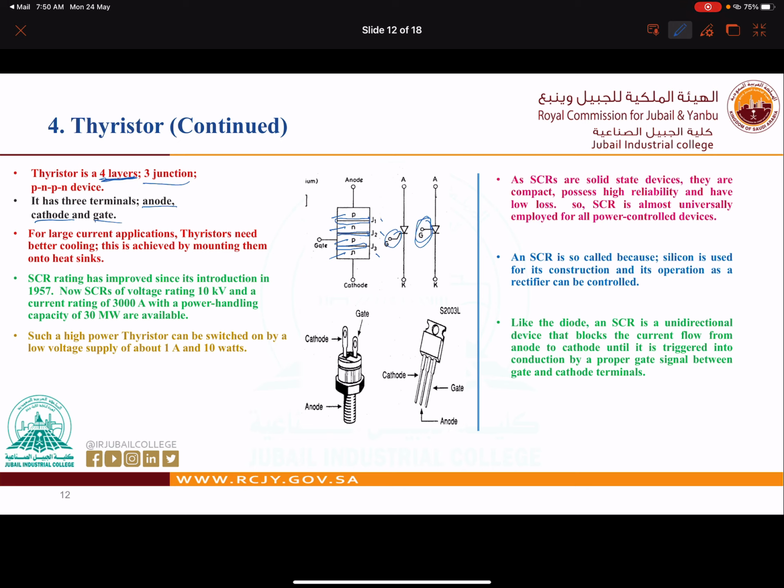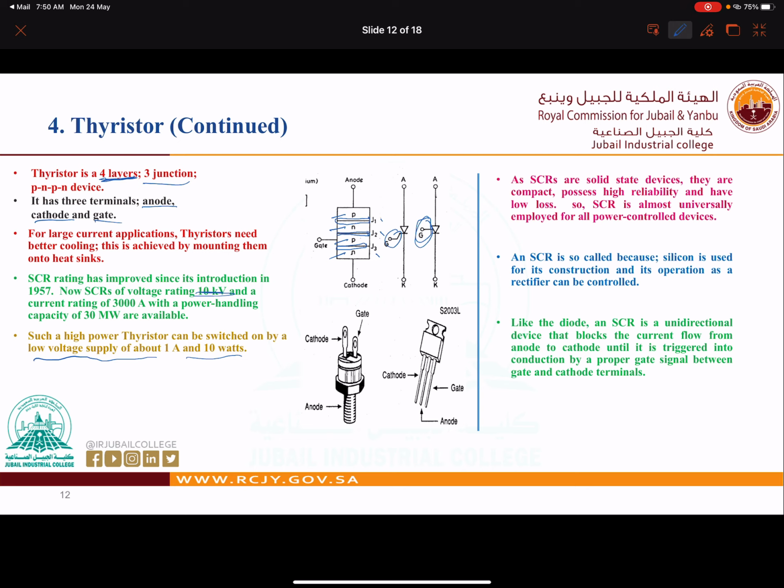SCR ratings have improved, and now there are SCRs with a voltage rating of 10 kilovolts. So it is a very huge voltage, and we are using thyristors, as you remember, guys, as a rectifier to rectify AC circuits into DC circuits, but controlled. Now, such a high power thyristor can be switched on by a low voltage supply, about 1 ampere and 10 watts. So the gate is responsible for switching on.